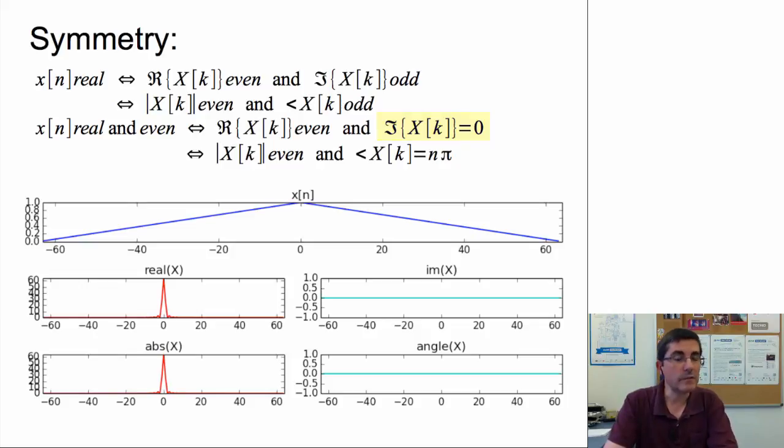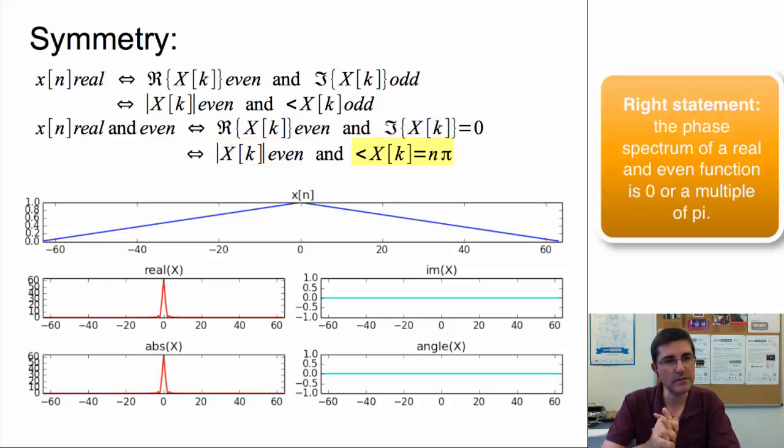And then again, if we look at the polar representation, we see that the magnitude spectrum has the same even symmetry and the phase spectrum is all zeros. We can see it from this example in which we start from a triangle. A triangle is an even function, and of course it's a real function in this case.